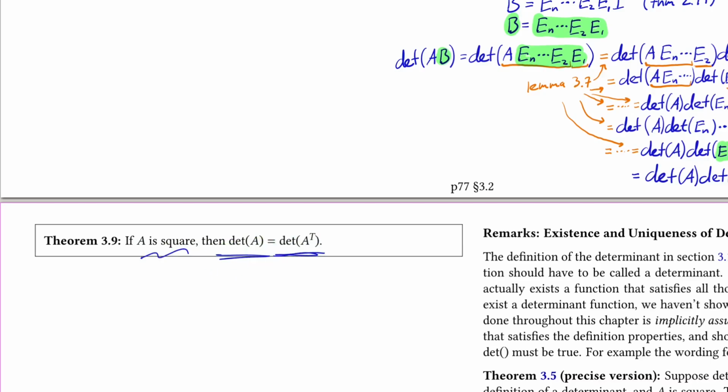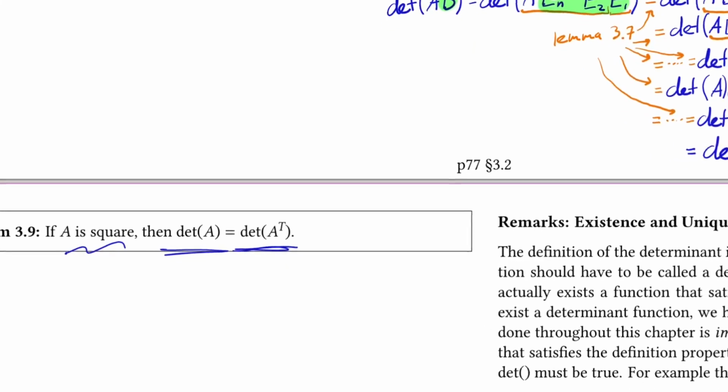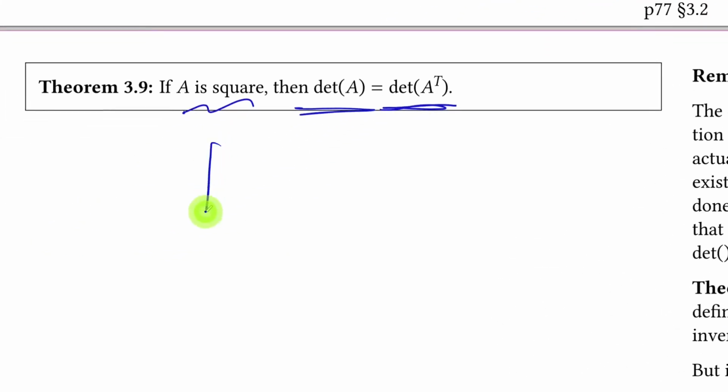This is another one that feels pretty weird, especially when you think about volume. For example, if you have these columns in R3, you can make a parallelepiped out of them, and it's going to have whatever volume it has. I don't know. That's the determinant of A, hopefully.